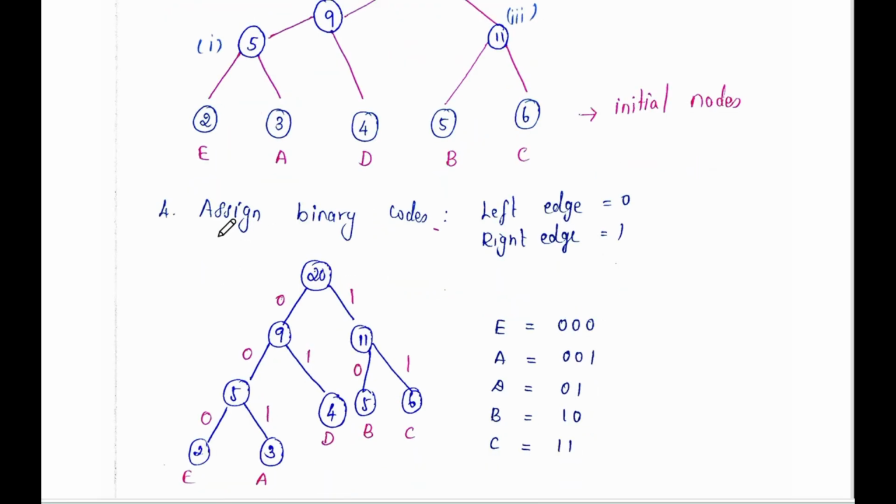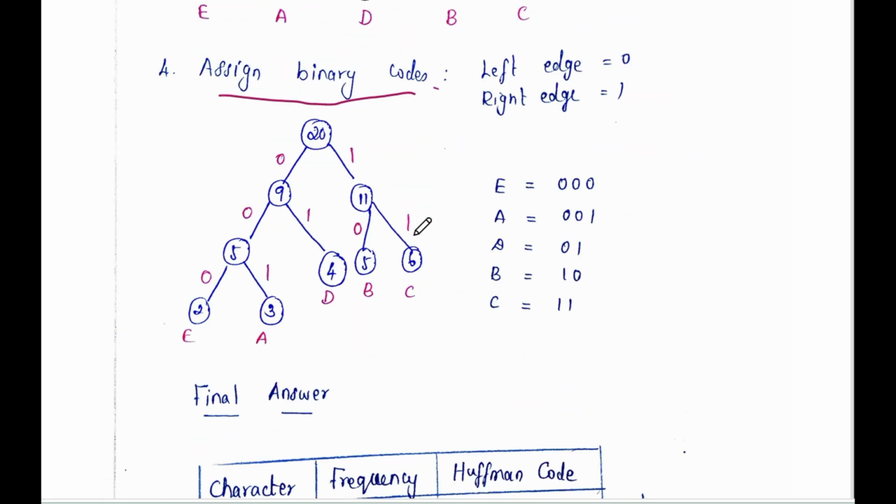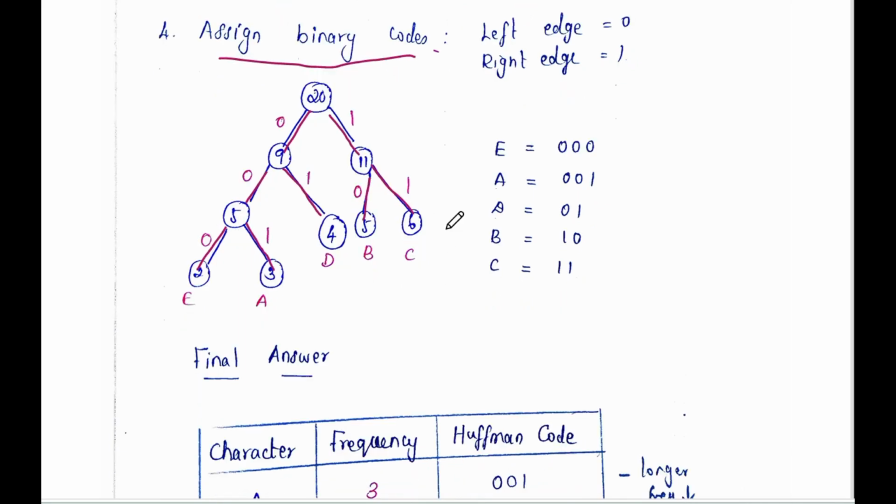Okay, then assign binary code for the Huffman tree. We already discussed that rule. All left edges, mark them as 0, all right edges make them as 1. So here these are left edges, right? Left of this, left of this. So these are 0. Here is the right edge of this particular node, so make it 1. Here right, make it 1, because here is the left of the particular node 11, so mark it as 0. Here 1. Clear?